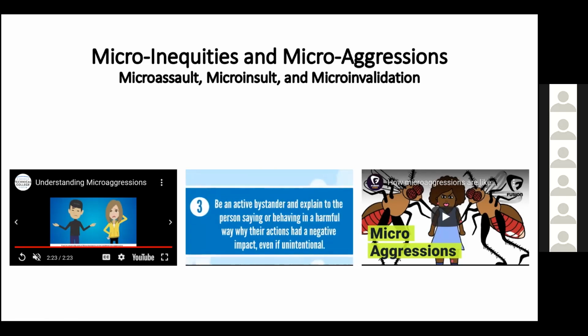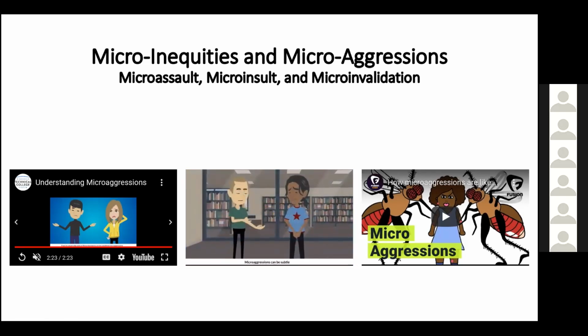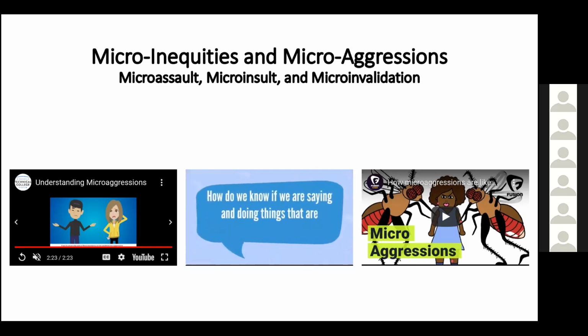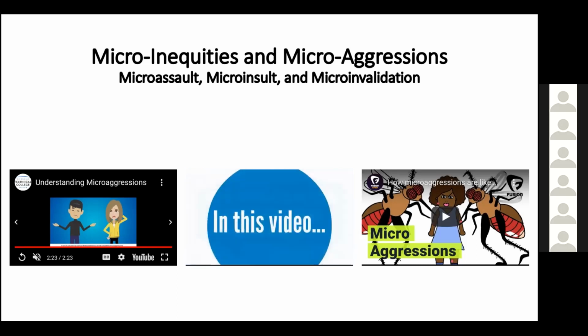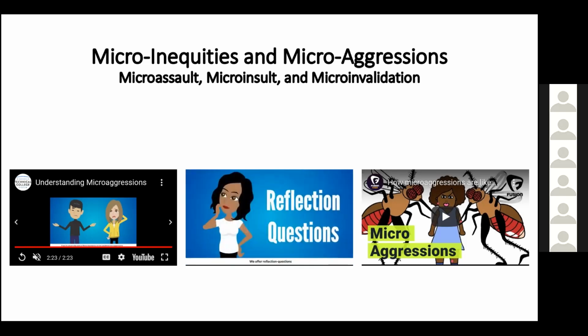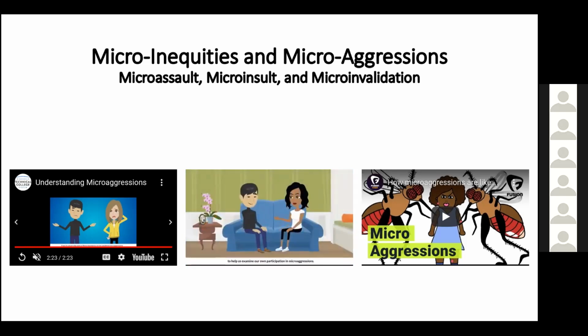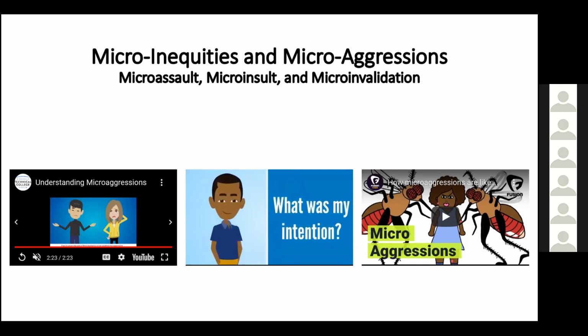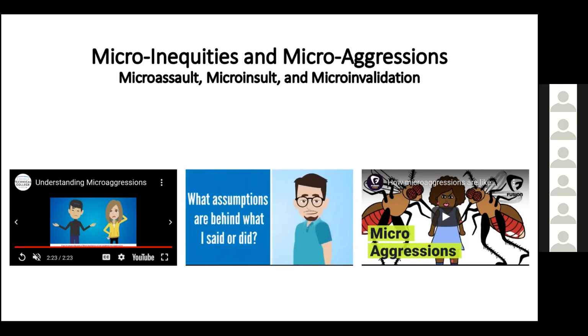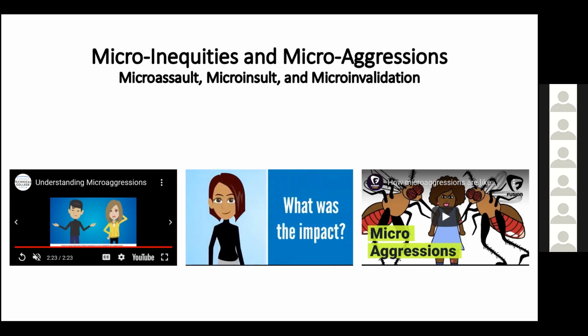Microaggressions can be subtle and occur despite our best intentions. How do we know if we are saying and doing things that are harmful to others? In this video, we offer reflection questions to help us examine our own participation in microaggressions. What was my intention? What assumptions are behind what I said or did? What was the impact?